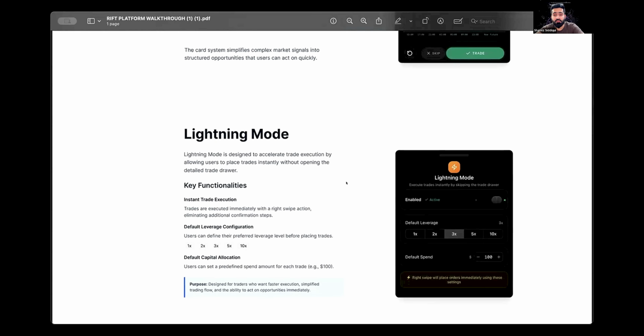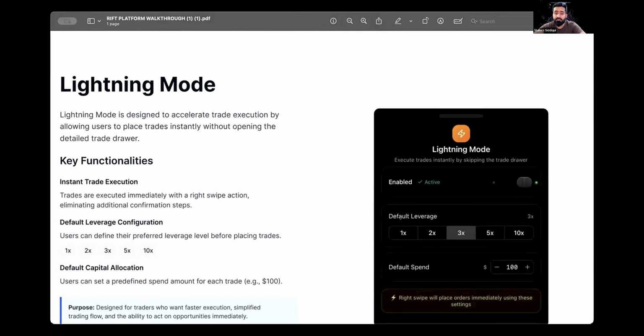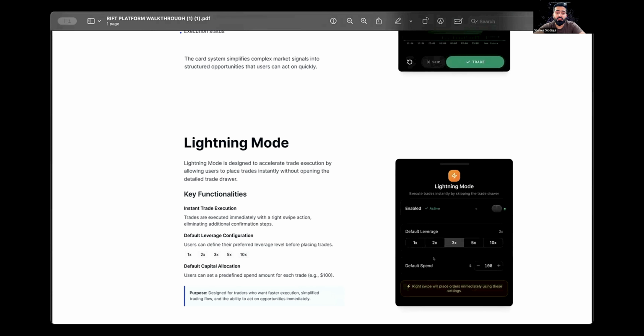And then there is lightning mode in the app, which gives you instant trade execution with leverage. There is a default leverage which you can set up to 10x with a default spend. Let's say you have $10,000 in your wallet and you set every trade at $100 with leverage of 3x. You keep on clicking the trades, you execute 100 trades with 3x leverage in 10 seconds or 1 minute, no problem. That's the lightning mode on the product, which gives you the ability to trade very, very fast.